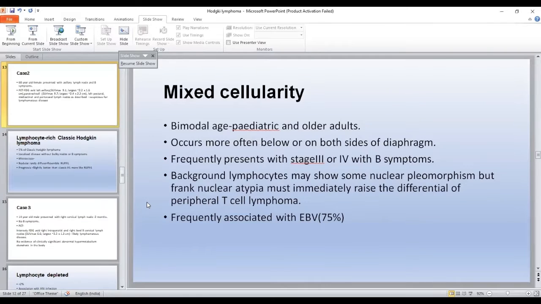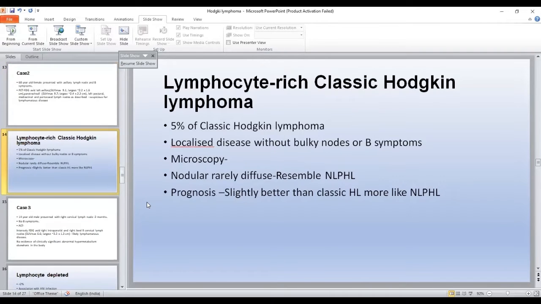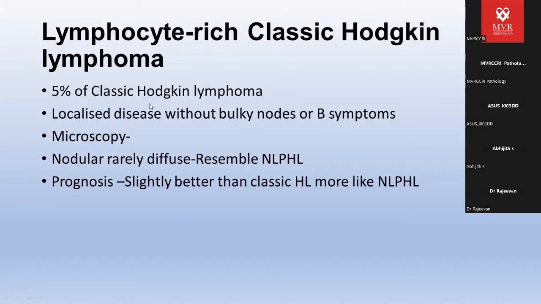So that was mixed cellularity. Now coming on to case 3. Lymphocyte-rich classic Hodgkin lymphoma. It's comparatively rarer compared to the other subtypes. It's 5% of the classic Hodgkin lymphoma.